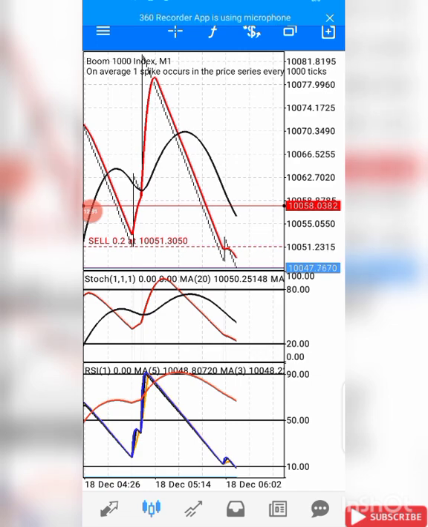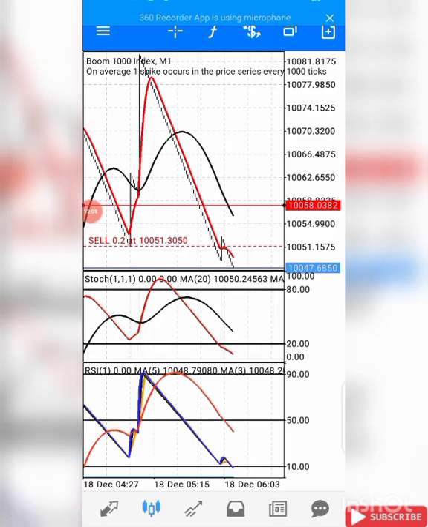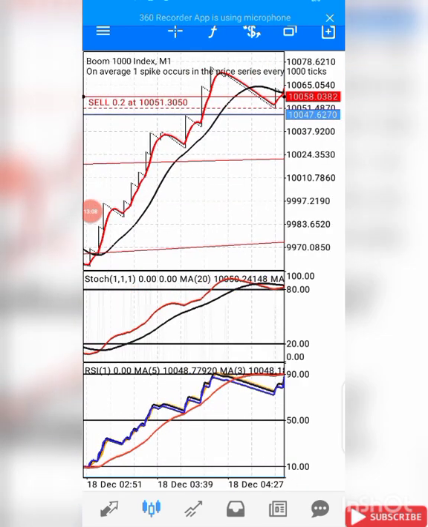But now it's supposed to be 9 or 8. 1, 2, 3, 4 before the spike. After the spike, it still goes down. So my candle count now is supposed to be 9, so I'm waiting for one more candle. After one candle, I'm going to get out of the market. So that is how this strategy works.